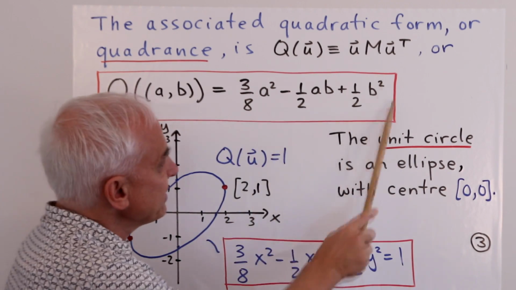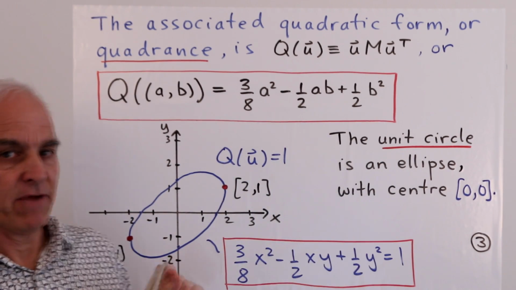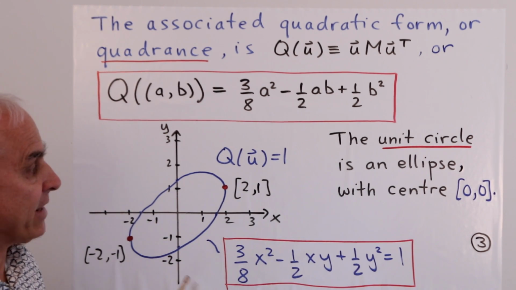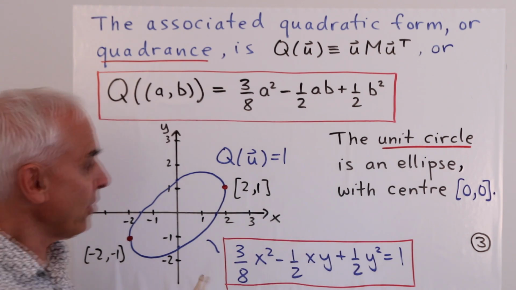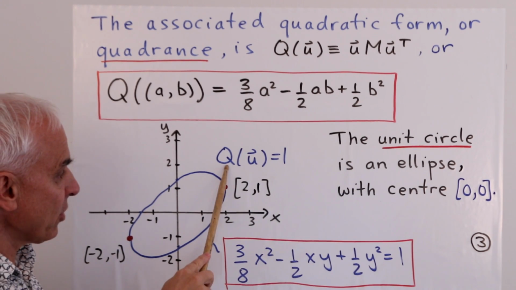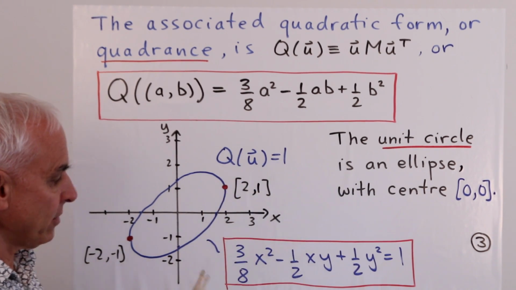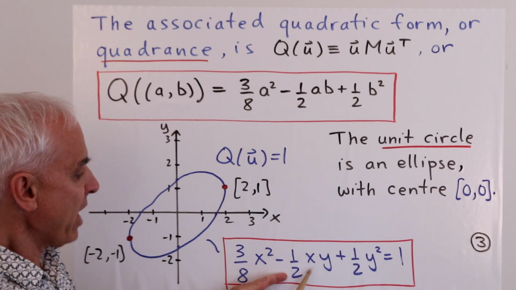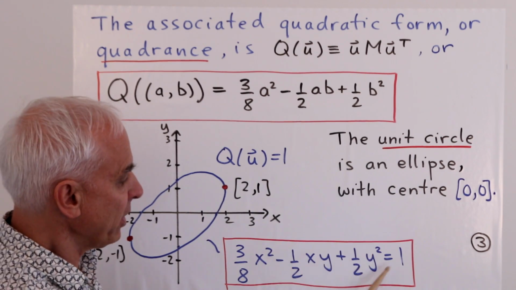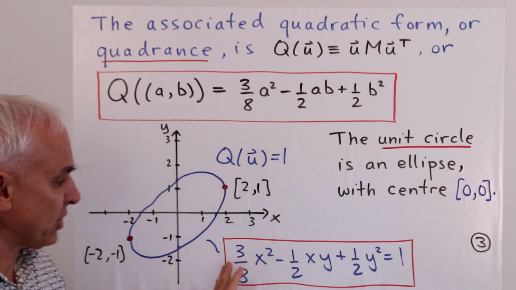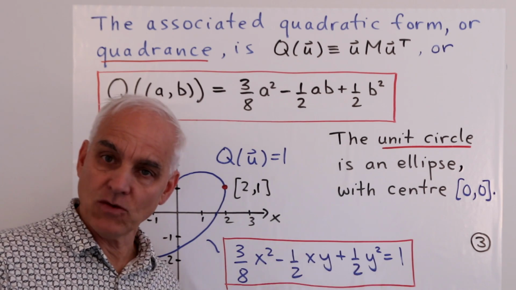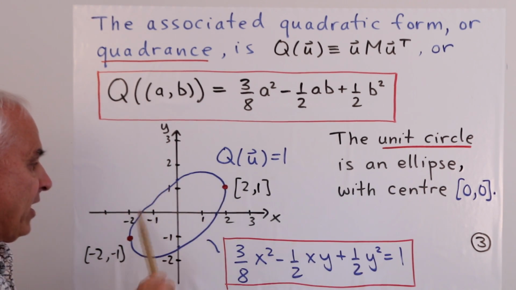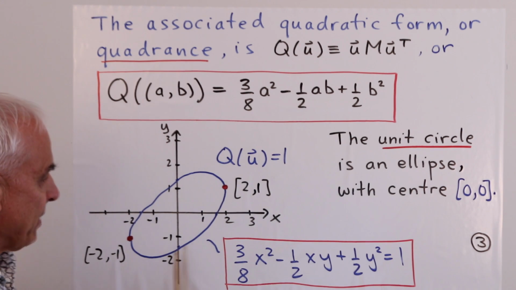Okay, so this expression defines something very geometrical, especially when we set it equal to 1 and consider the corresponding unit circle. The unit circle is then Q of U equals 1, or explicitly this equation here, 3/8 of x squared minus 1/2 xy plus 1/2 y squared equals 1. And that's a quadratic equation in x and y. It's of degree 2, defining an ellipse in the plane. Looks something like this.